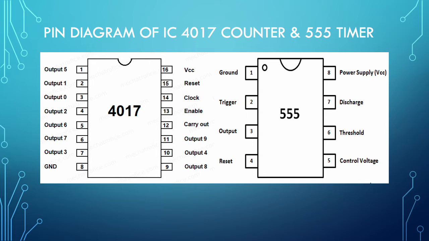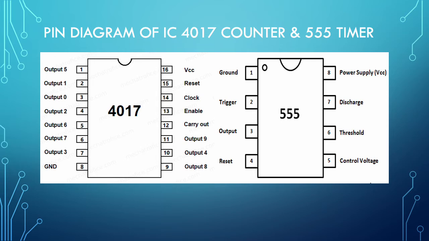Reset. It is an active high reset. Pin number 16 VCC. The VCC pin can be connected to a supply voltage range from 3 volt to 15 volt. Now we can see the 555 timer. Pin number 1 ground. This pin should be connected to ground. Pin number 2 trigger. Trigger pin is drawn from the negative input of comparator to output. This pin also has no special function.